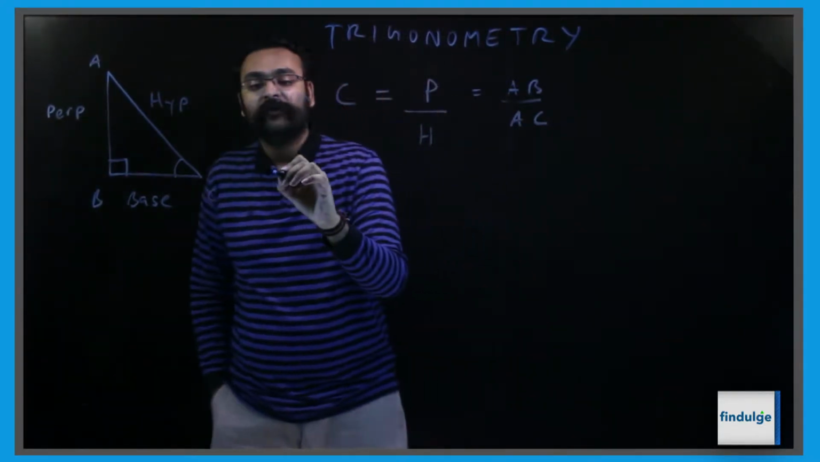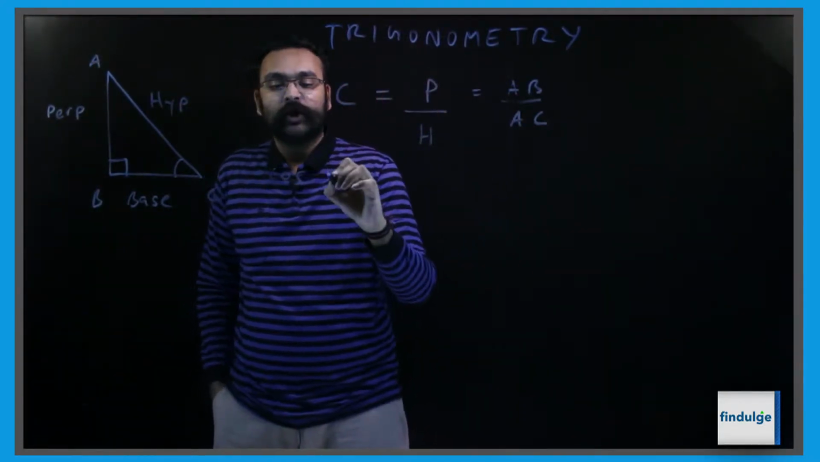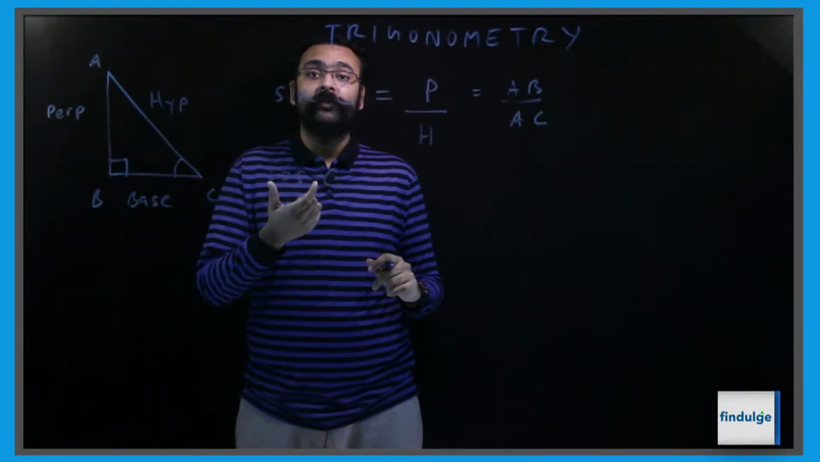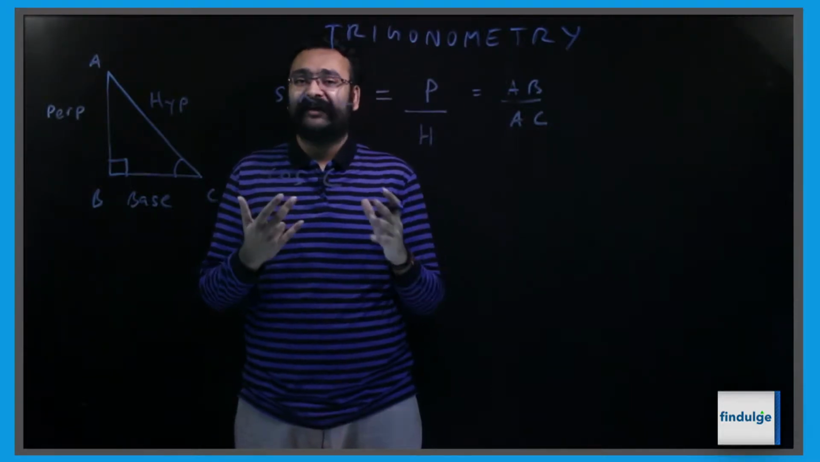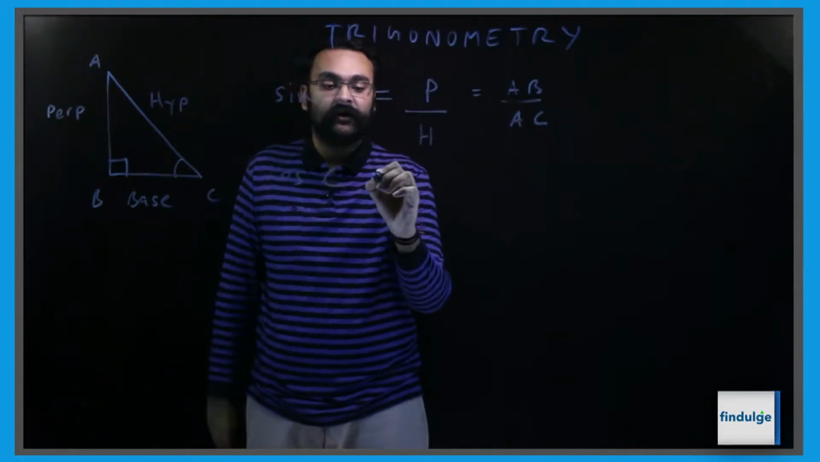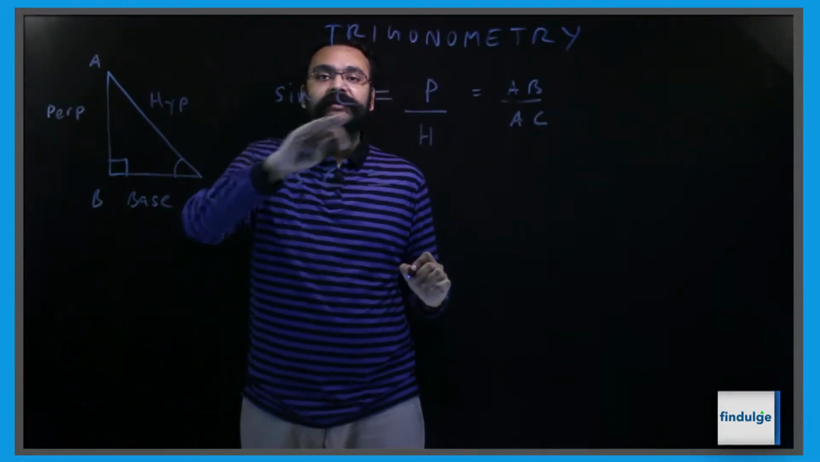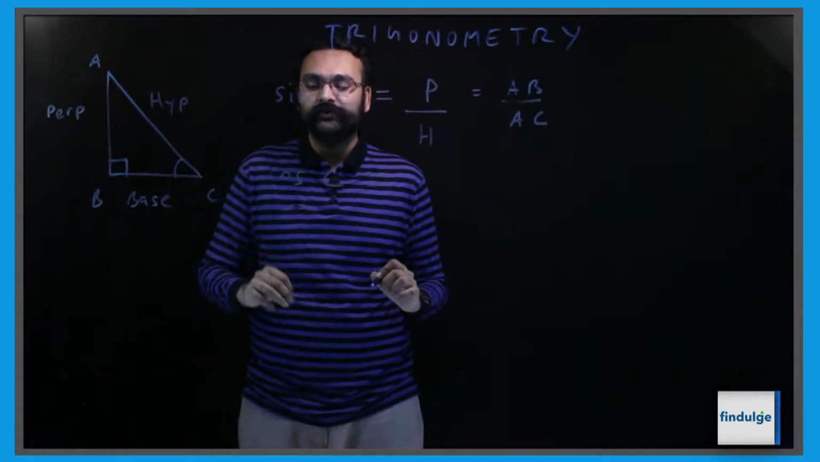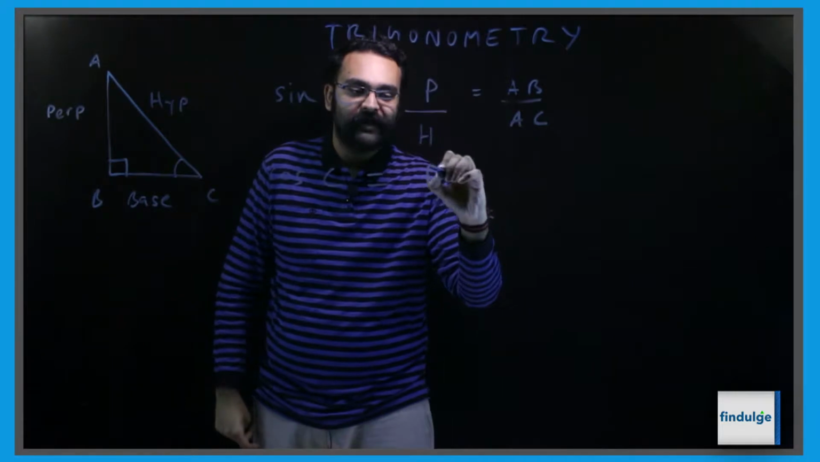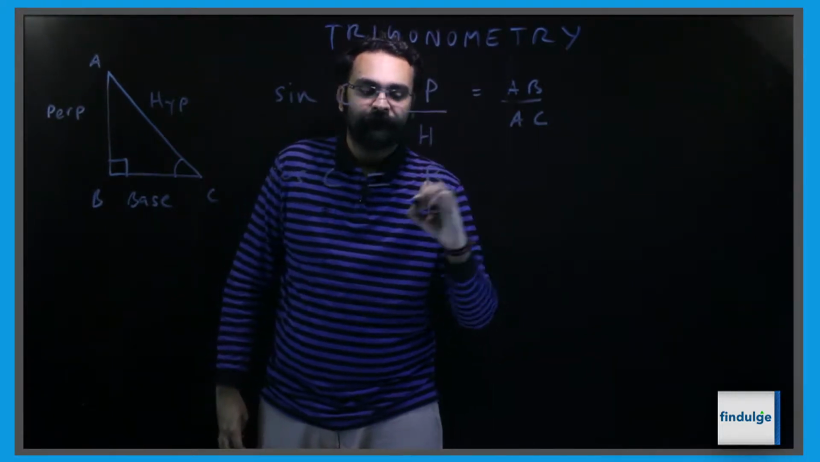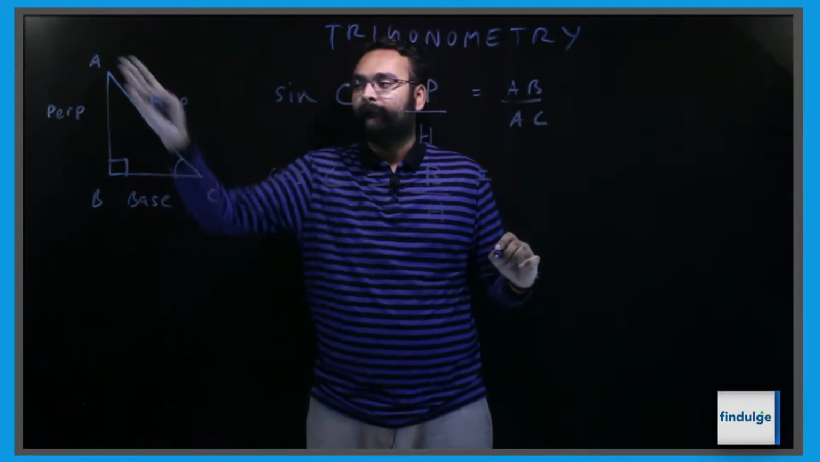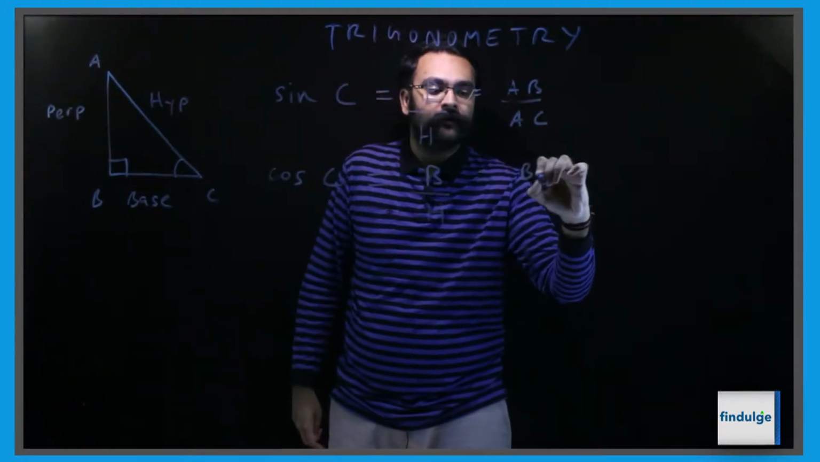Next, we have what is known as cos C. Now cos is actually a short form for cosine, but nobody actually calls it that because again it's very long. We simply call it cos. Sine C is perpendicular upon hypotenuse. Cos C is base upon hypotenuse. So base, which I'll call B, upon hypotenuse, or again in this particular case BC upon AC.